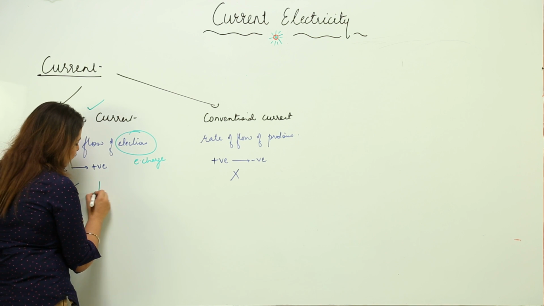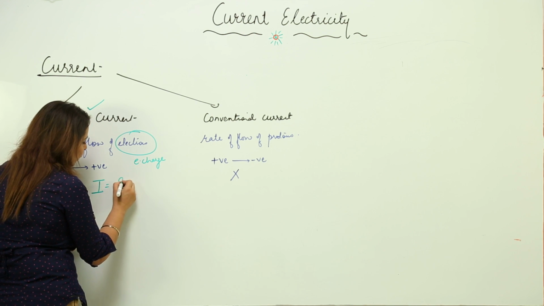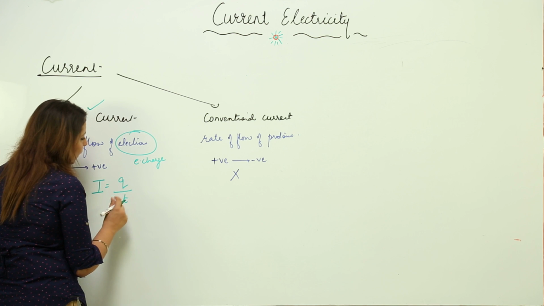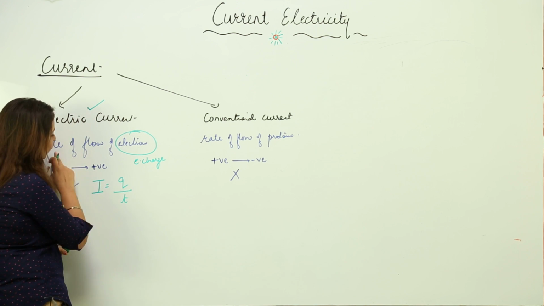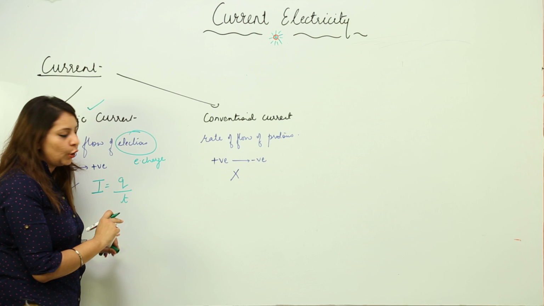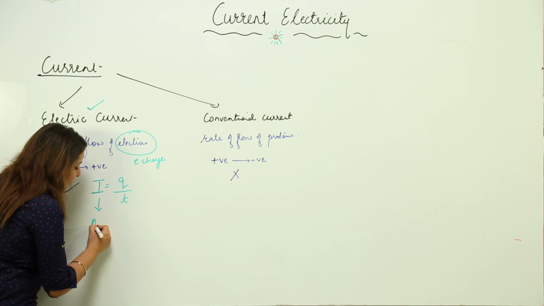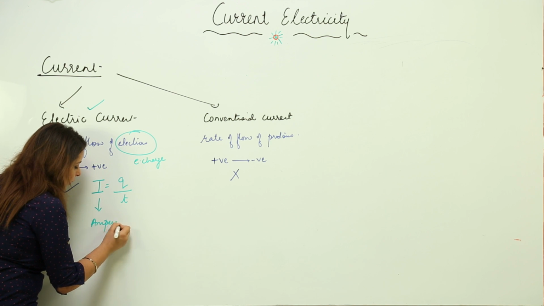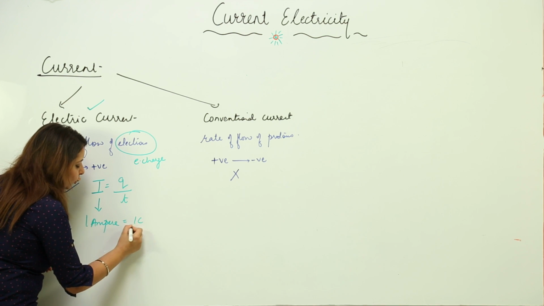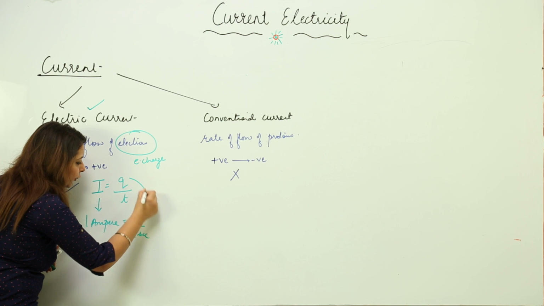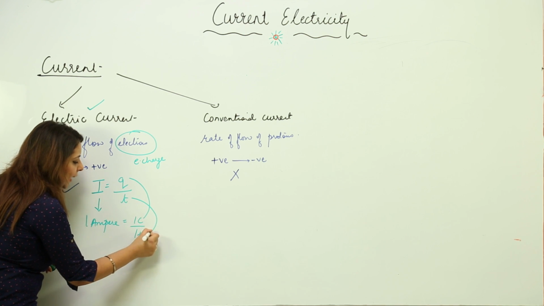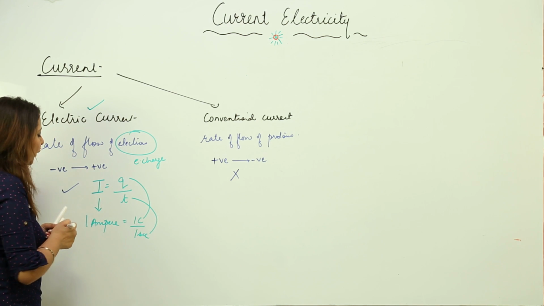How are we going to denote that? I is equal to Q upon T. Rate means divided by time, and flow of charge means Q, so I is equal to Q upon T. If we look at the SI unit, the SI unit of current is ampere. 1 ampere is equal to 1 coulomb over 1 second, as the unit for charge is coulomb and for time is second. So how are we going to define it?